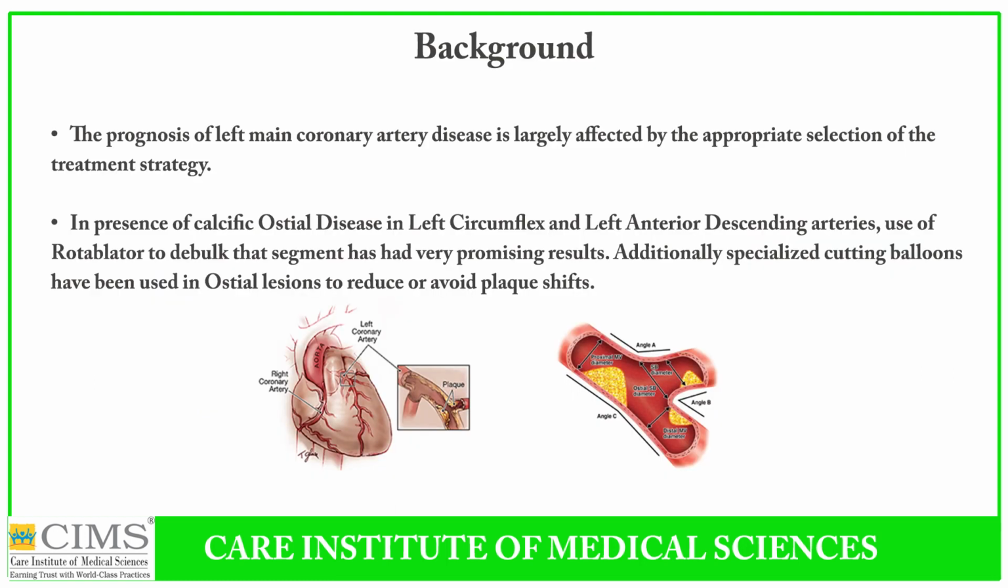Prognosis of left main coronary artery is largely affected by selection of the treatment strategy, and in presence of calcific ostial disease in left circumflex and in left anterior descending artery, use of rotablator to debulk has had very promising results. People have also used cutting balloons in these ostial lesions.